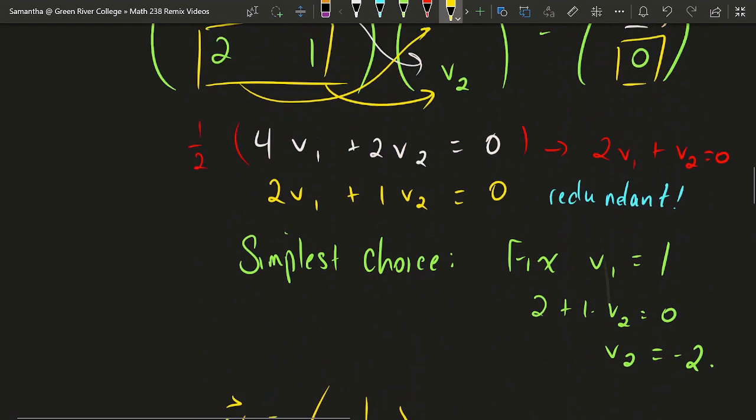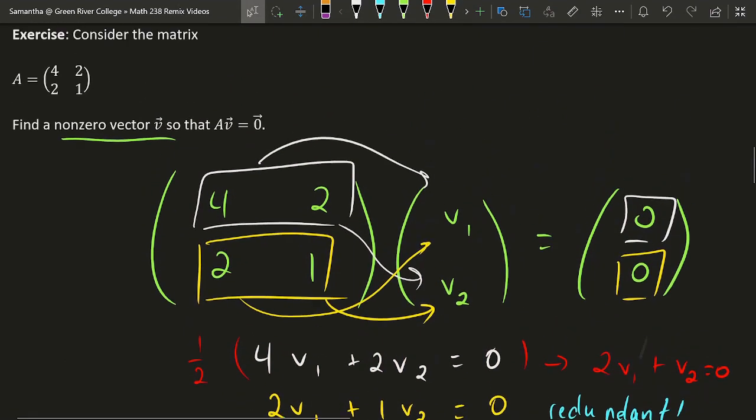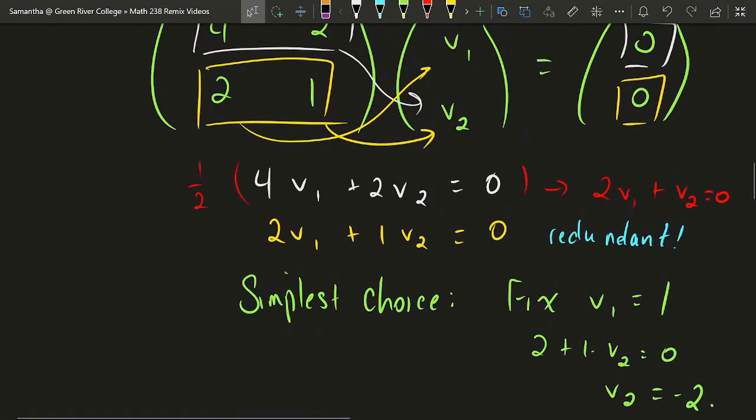So functionally, because the second row in the matrix was a scalar multiple of the first, we really, in the end, just used one of the rows to answer this question. For example, we used 2 times v1 plus 1 times v2, that must equal 0 to answer this question.